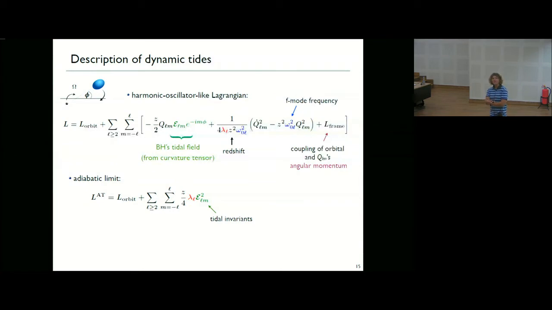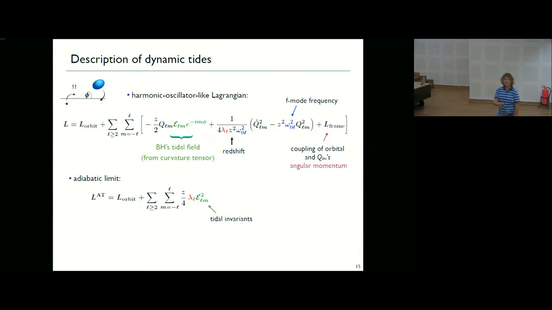You can see I've written it here in the LM decomposition. This is in the frame of the neutron star, where the companion is orbiting around it from its point of view. When you write out the equations of motion for Q_lm, because there will also be Euler-Lagrange equations for Q_lm, you can see there's a periodic driving force coming from this E_lm e to the i m phi. And this is where all this enhancement calculation comes from.